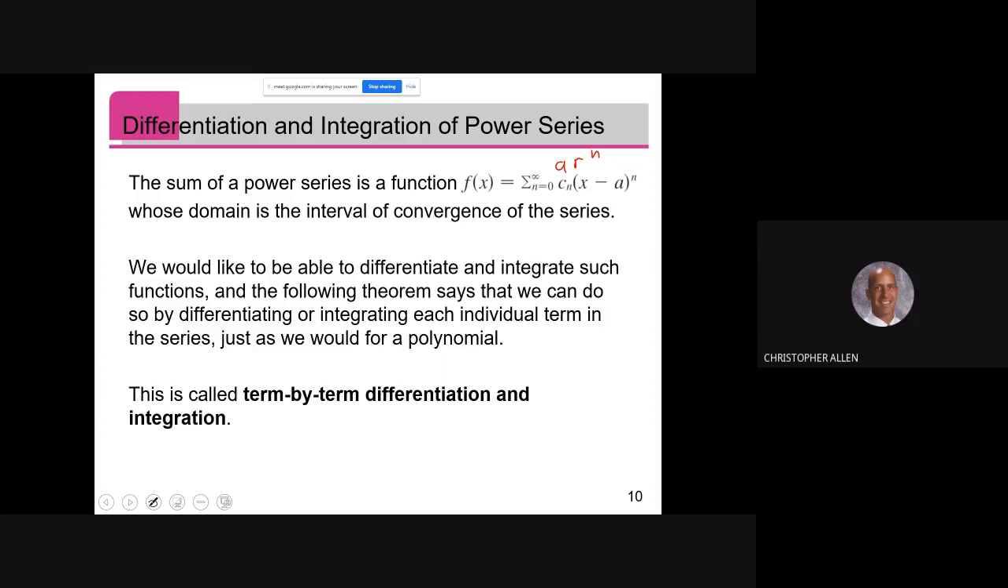Whose domain, so remember, when we talk about a function, the values of x for which it's defined, its domain will be the interval of convergence. So that's what I've been telling you. That interval of convergence is very important because if you get outside that interval, that power series is no longer going to represent it well. We would like to be able to differentiate and integrate such functions. In fact, I'm telling you right now, on the AP exam, on the free response, they're going to do this to you. They're going to give you a function. They're going to say, hey, what's the power series for this function? And then they're going to ask you to do calculus to the function.